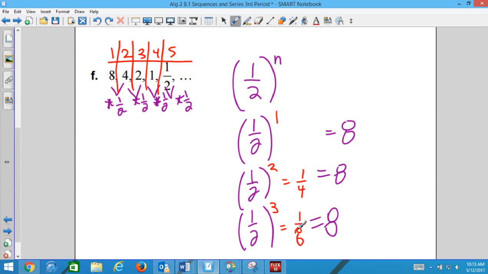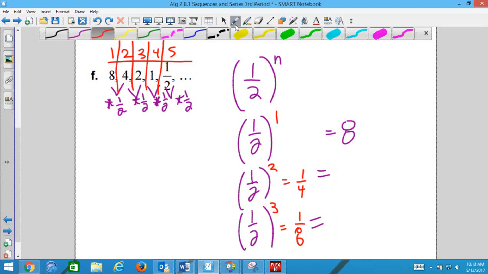Wait, why is it all equal to 8? Oh, that's a good question. Never mind. Ignore that. That candy written? I think so. I have.